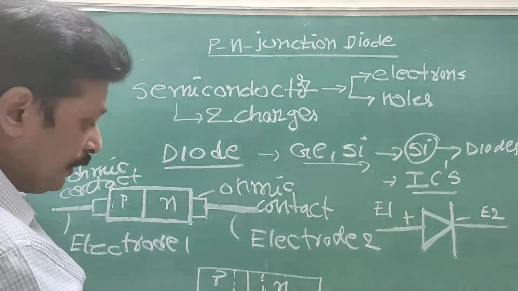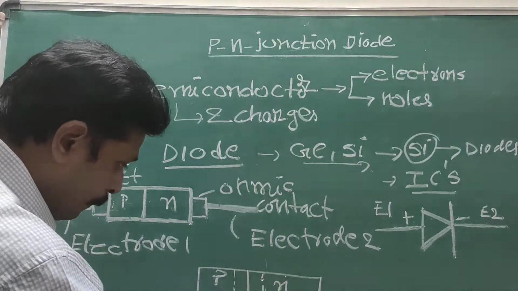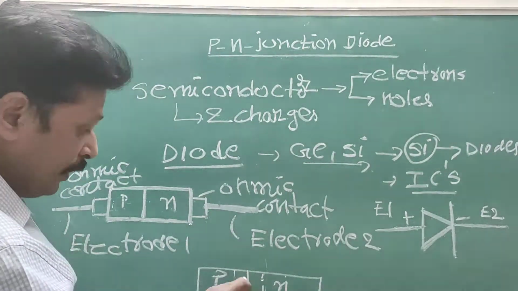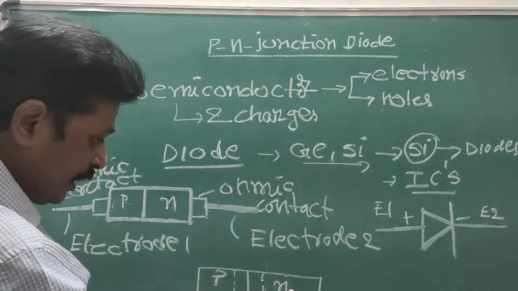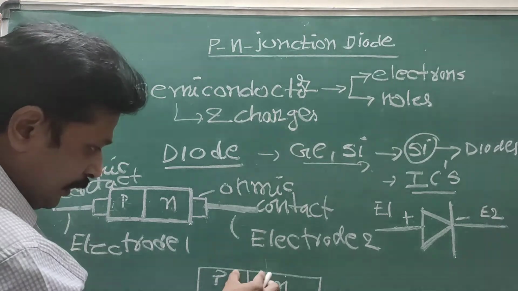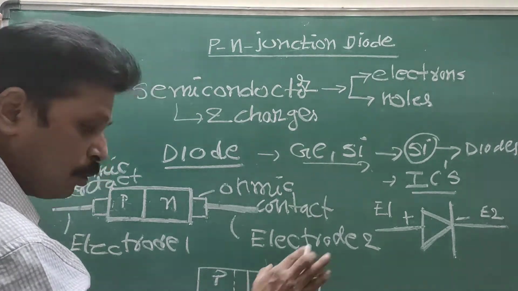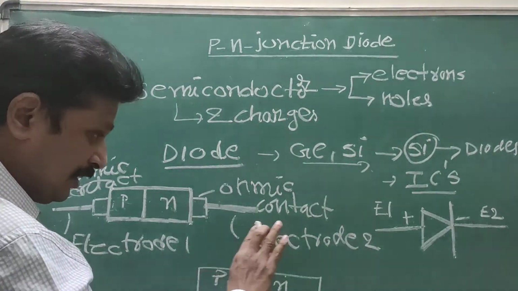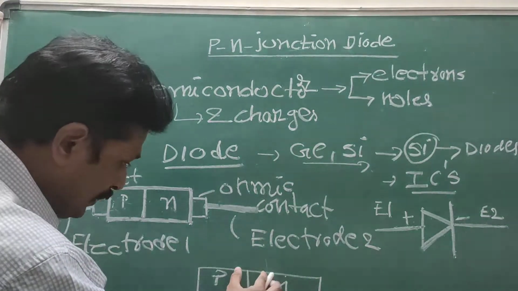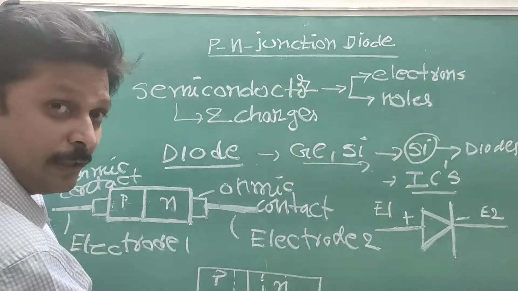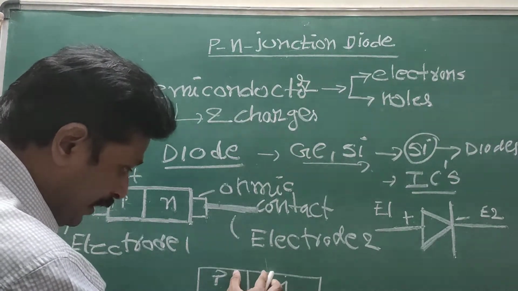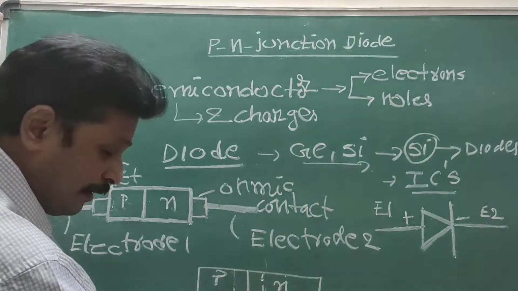At room temperature, this kind of layer is formed by itself after doping with respect to P and with respect to N. The layer which is formed around the junction exists only at room temperature without external energy. Without external energy, this layer is formed at room temperature. What is the significance of this layer? The layer is nothing but a region. What is the significance of this region?